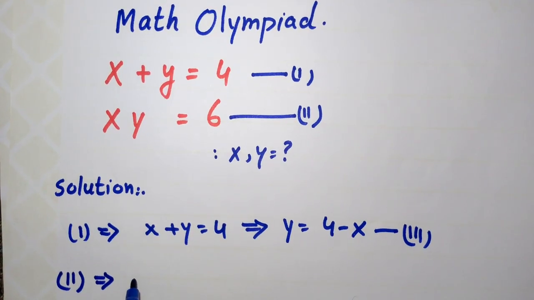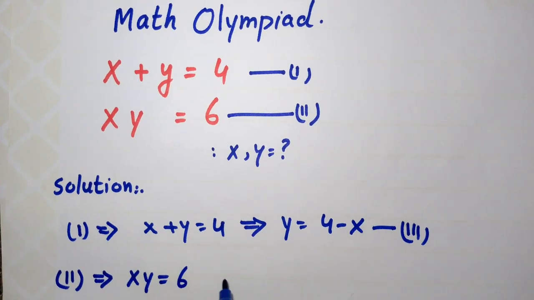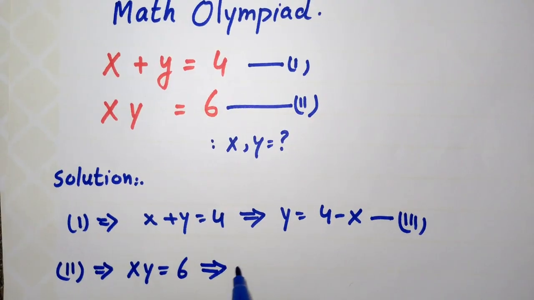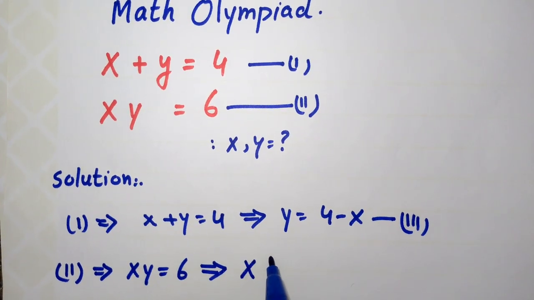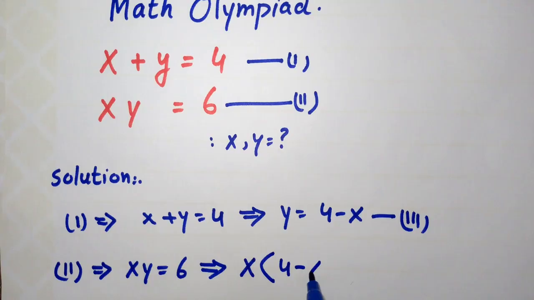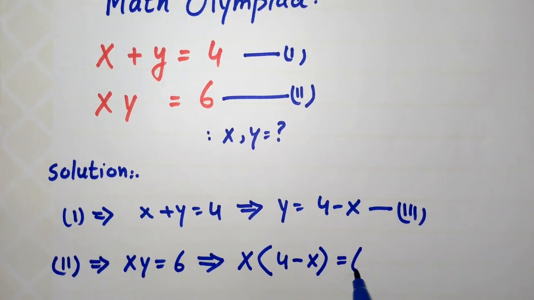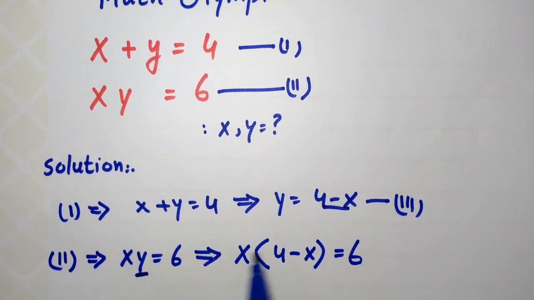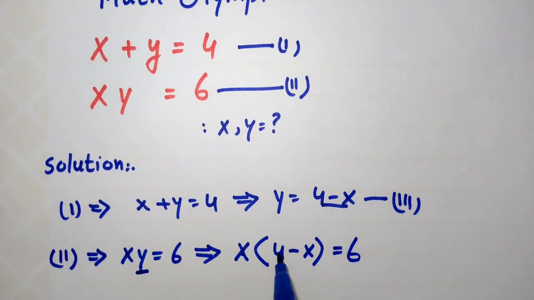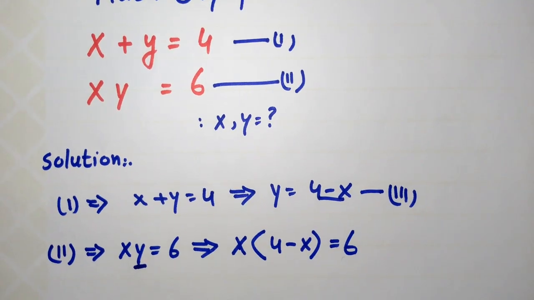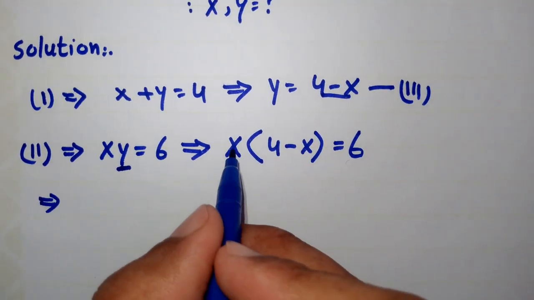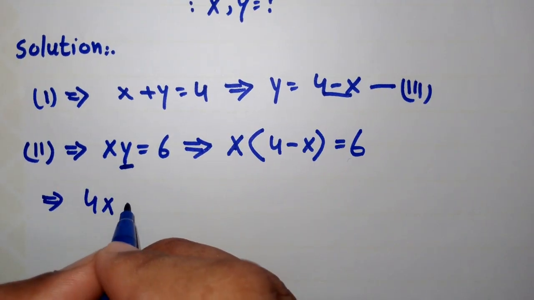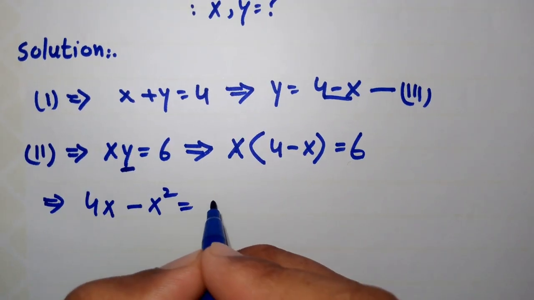that is xy is equal to 6. We have to put the value of y in place of y, so this will become x bracket 4 minus x bracket is equal to 6. Here we put 4 minus x in place of y in equation 2. So x multiply 4 will become 4x, and x multiply minus x will become minus x square is equal to 6.